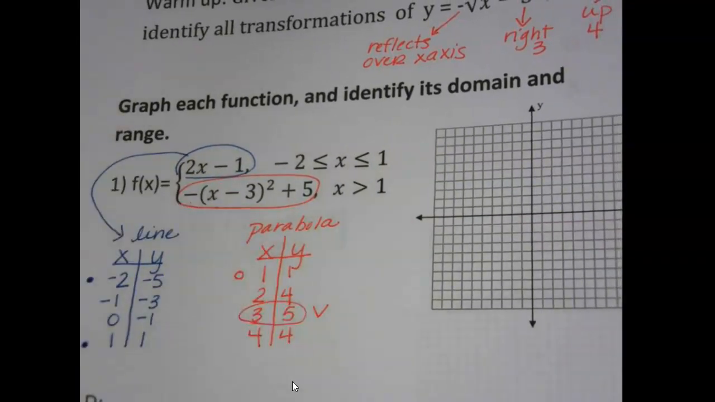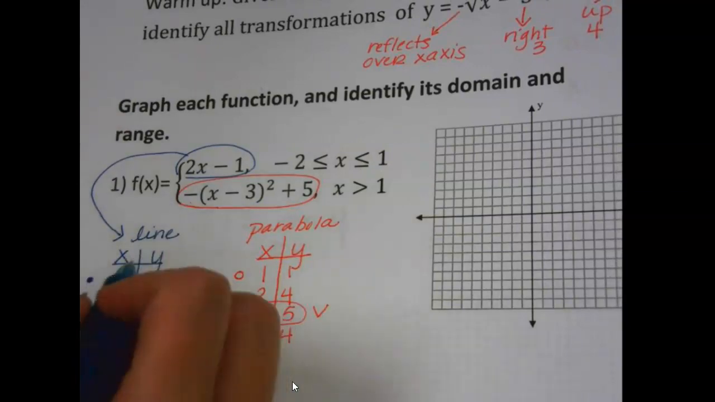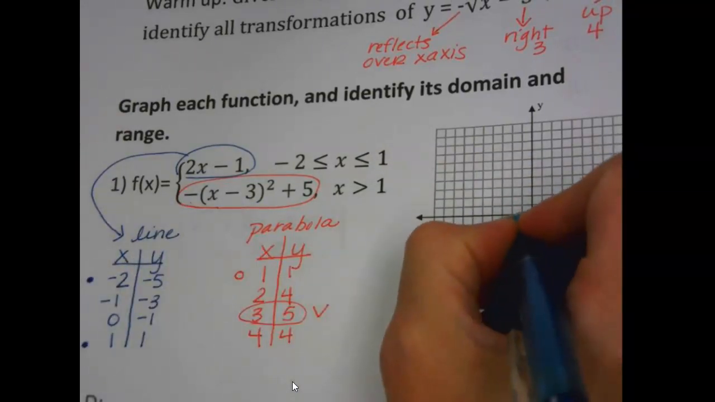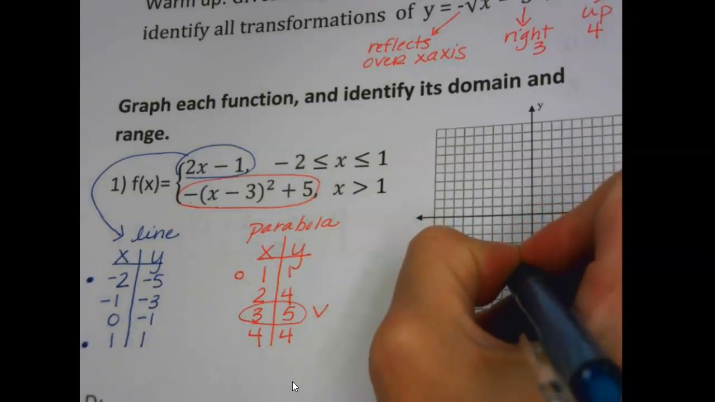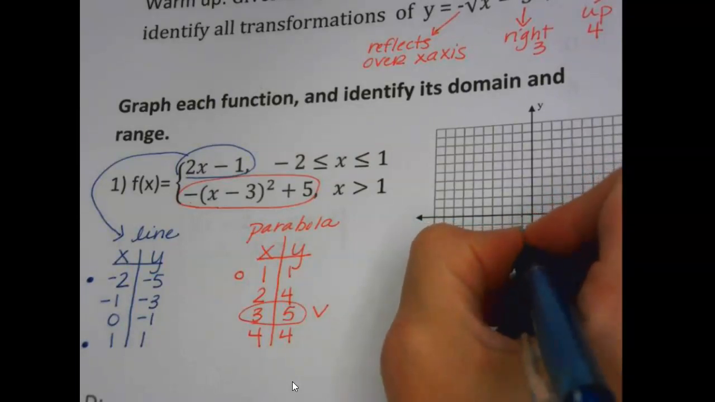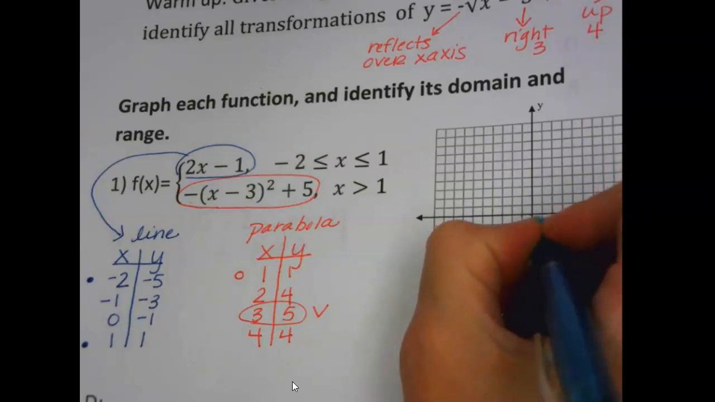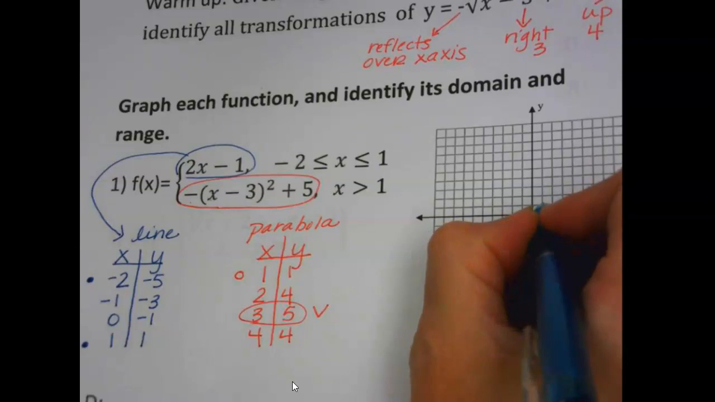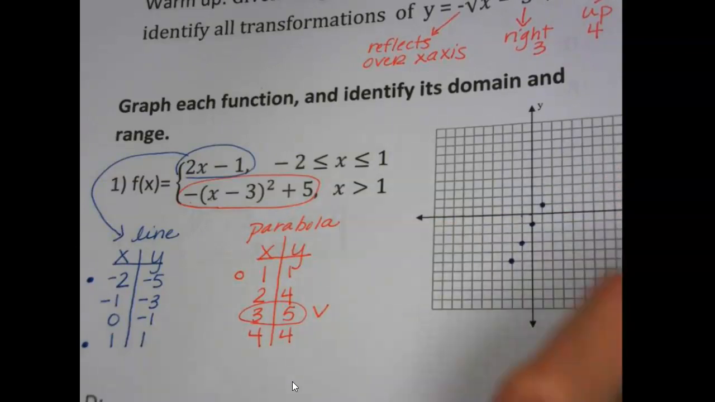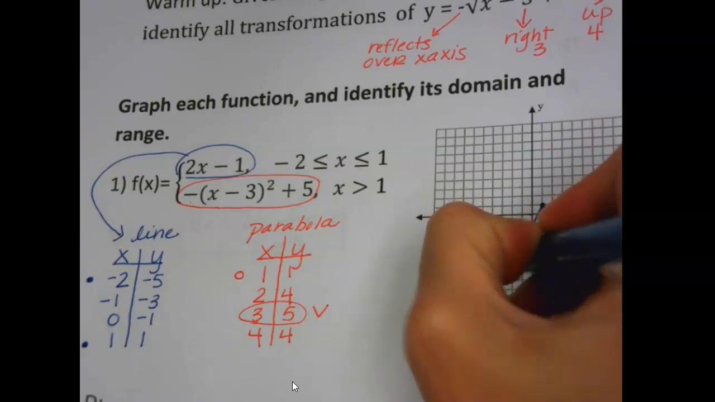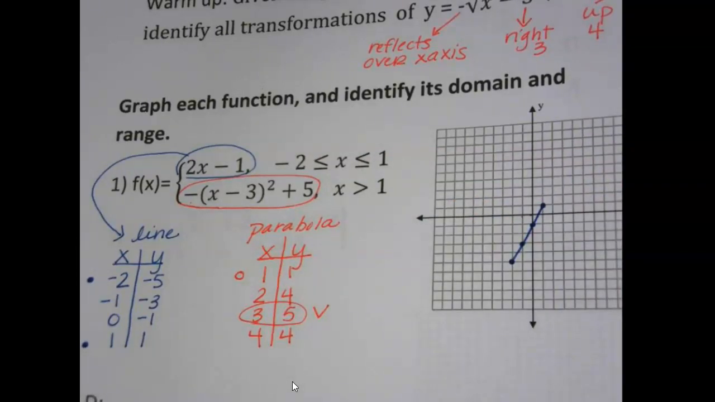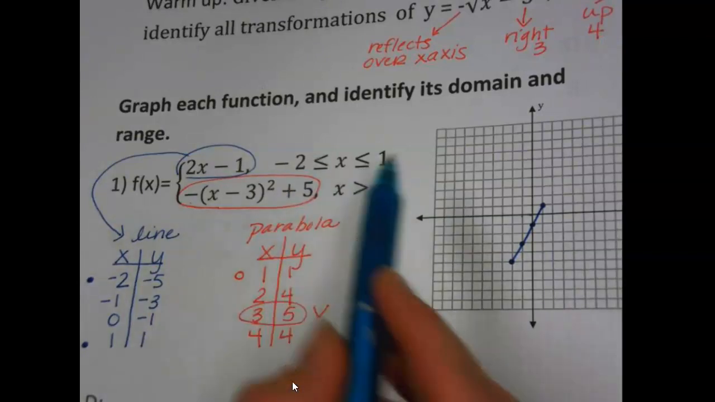All right, let's graph each one of these. So we have the point -2, -5, -1, -3, 0, -1, 1, 1. And that's a line, but it's been cut off. So it's actually only a segment. We're not going to continue it past that. There's no arrows because it's only going from -2 to 1.